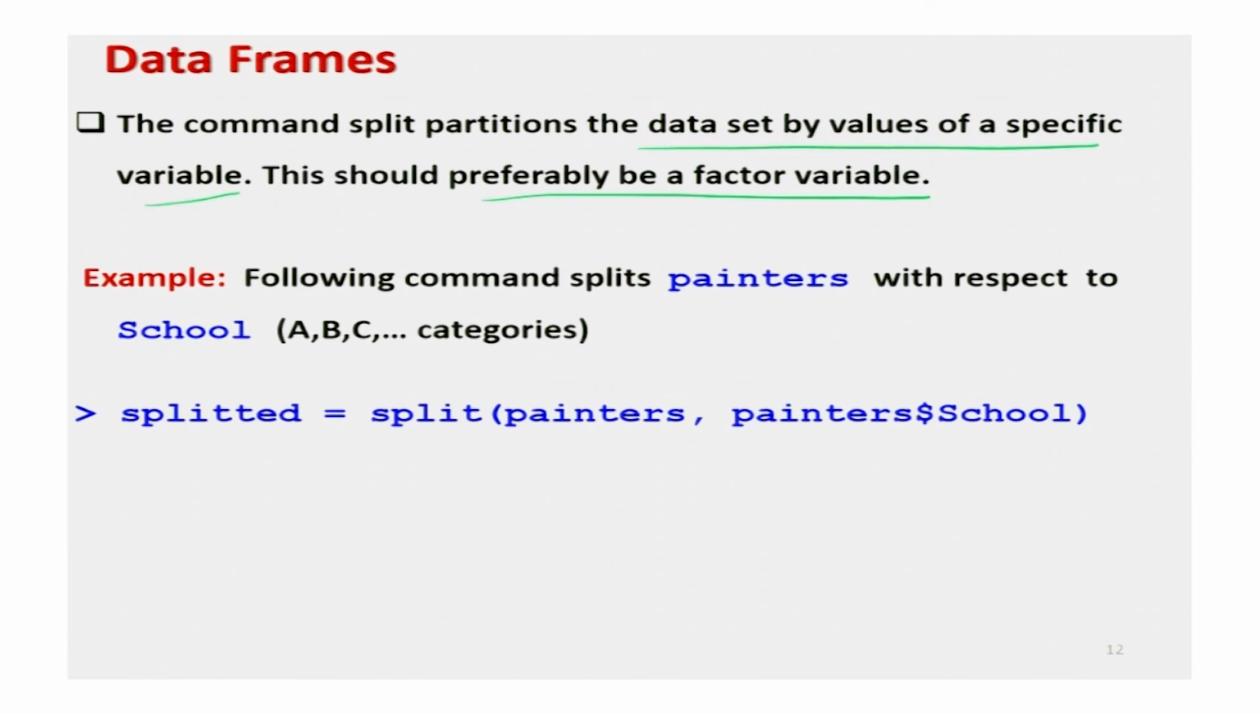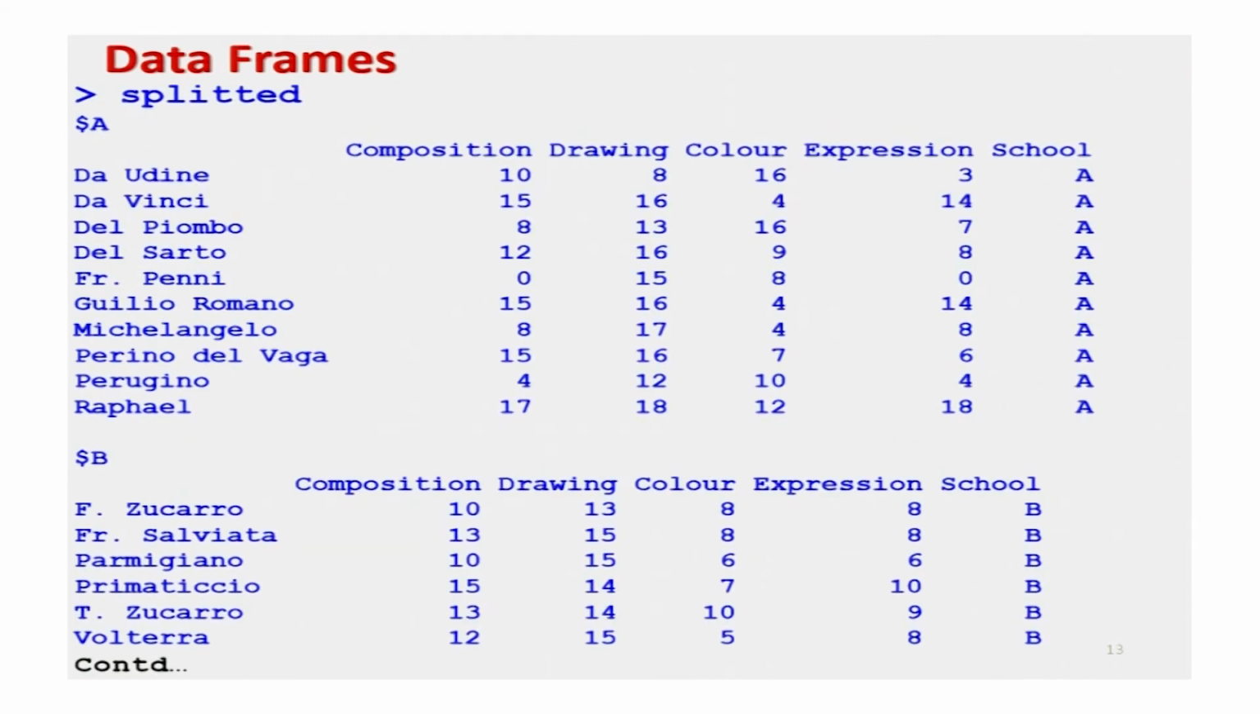Let us see how it will look, because this will continue over a couple of screens. I have used the command split, and whatever the outcome is, I have stored it in the variable splitted. So I write split, then the name of the data frame, say painters, then a comma, and then the name of the variable by which I want to partition it. Now if you execute this command, you get this type of outcome, which continues over a couple of screens.